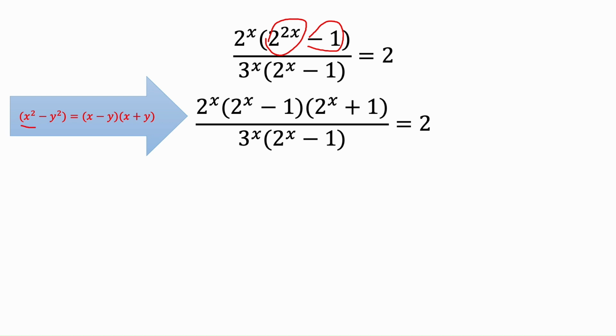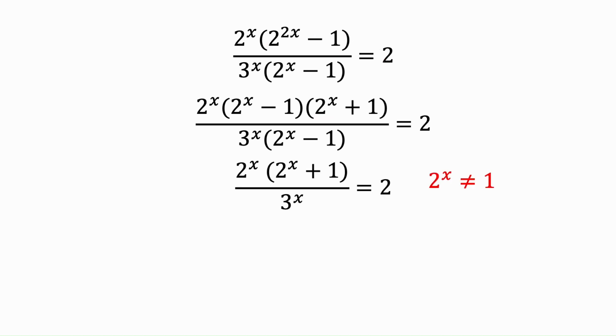x squared minus y squared is going to be equal to x minus y times x plus y. So we can write these parentheses as a multiplication, like 2 to the power x minus 1 and 2 to the power x plus 1. 2 to the power 2x is 2 to the power x to the power 2. So we can write it down as this. So these two terms will be cancelled by each other because they are the same.